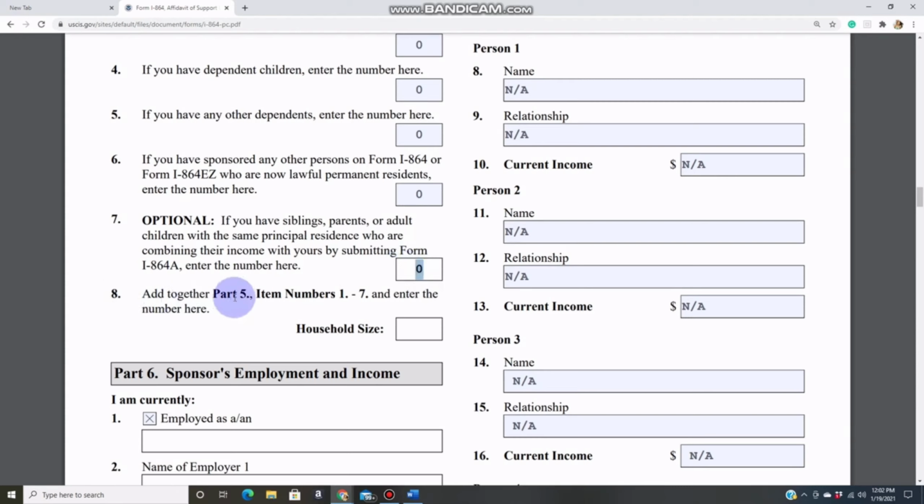Number 8, add together Part 5, item number 1 to 7, and enter the number here.